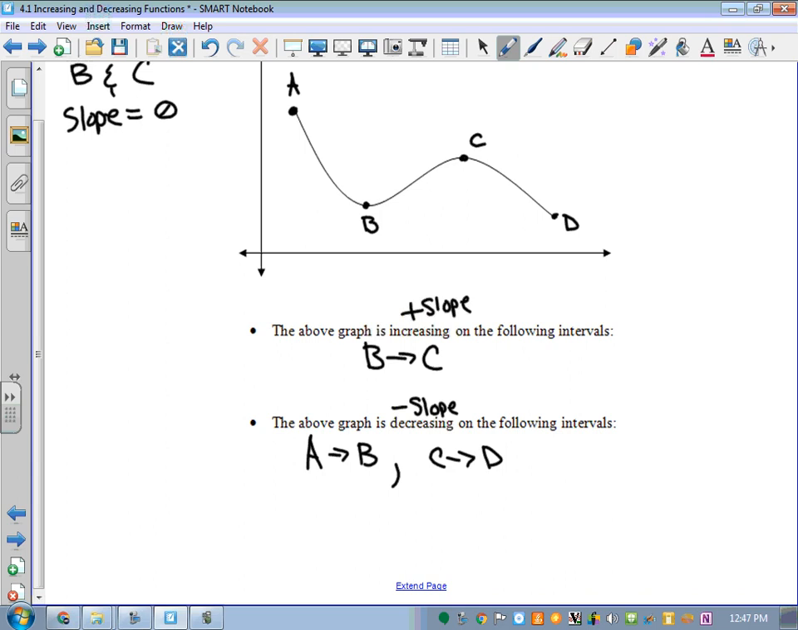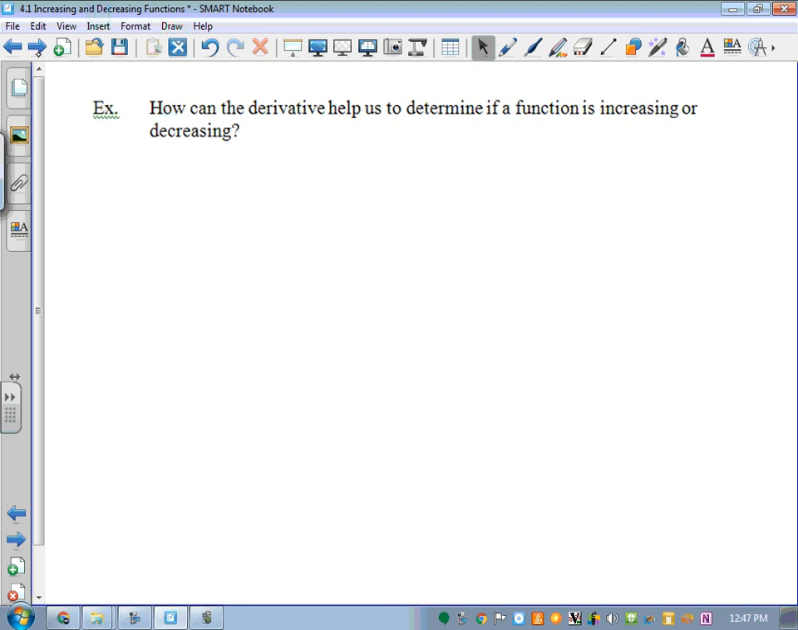Now, once we start to actually identify these as an interval, it's going to be really important that at B and C, it is neither increasing nor decreasing. So we'll have to use the open bracket, or x or t or whatever it is greater than or less than those points. So it says, how can the derivative help us to determine if a function is increasing or decreasing? This kind of makes me chuckle.